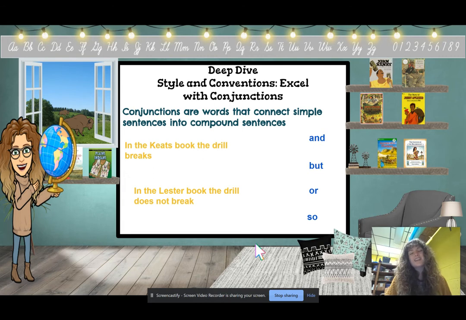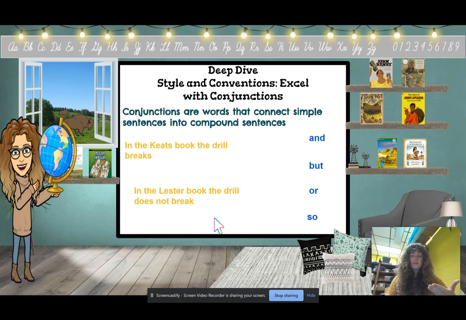All right, Smarties, and we are going to wrap up with a deep dive. So we talked a little bit about using conjunctions when talking about the differences. We talked about the conjunction but. We use that conjunction when we are talking about differences. But conjunctions are words that connect simple sentences into compound sentences. So look at our options. We have the word and, but, or, and so. We have two simple sentences that we can put together into one sentence.